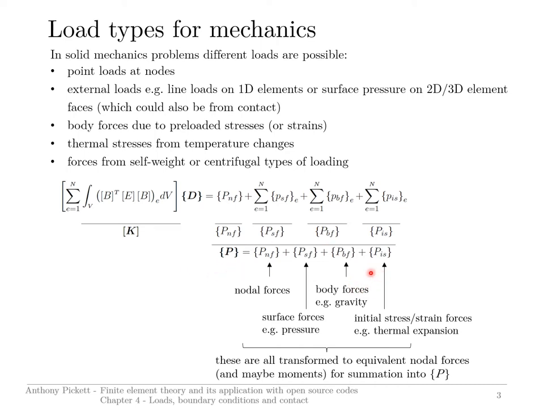And lastly, we could also have initial strain or initial stress forces. So for example, if we have thermal expansion occurring due to temperature change and the coefficient of thermal expansion of a material, this will create stresses or strains, and these also have to be converted to nodal forces and added to the global force vector for the problem.